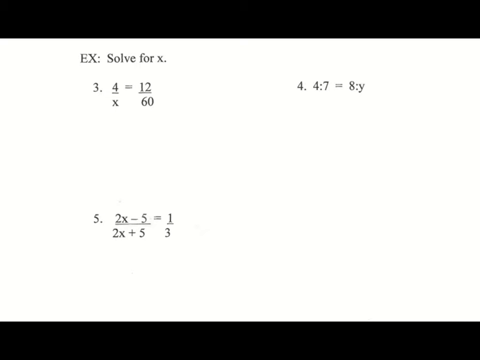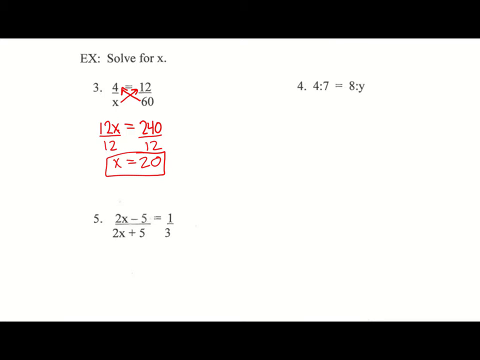So this example number 3 is an example of a proportion. We have 2 ratios that are equal to each other. To solve this proportion, we just read that we could cross multiply. So to do that, I have x times 12, which gives me 12x, and that is going to be equal to 60 times 4, which gives me 240. So I'm cross multiplying to get those numbers, and then I'm going to solve this equation for x. So right now I have 12 times x, so I'm going to divide by 12 on both sides. And that leaves me with x equals 20.